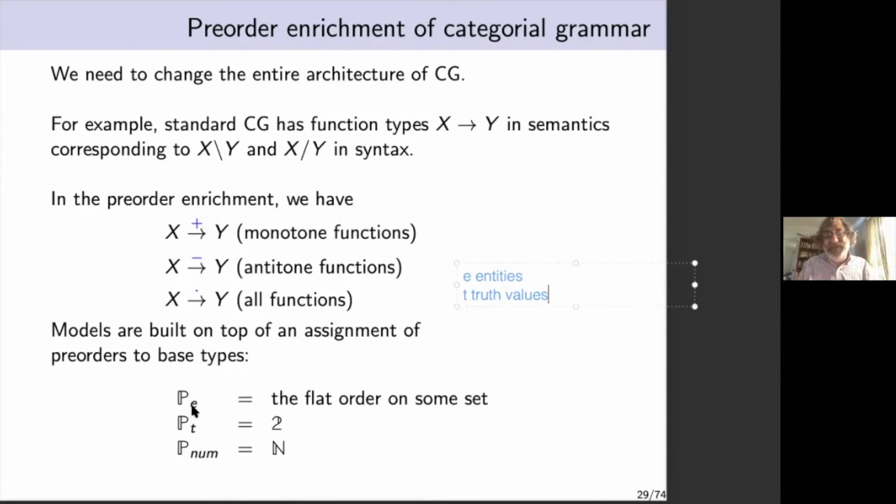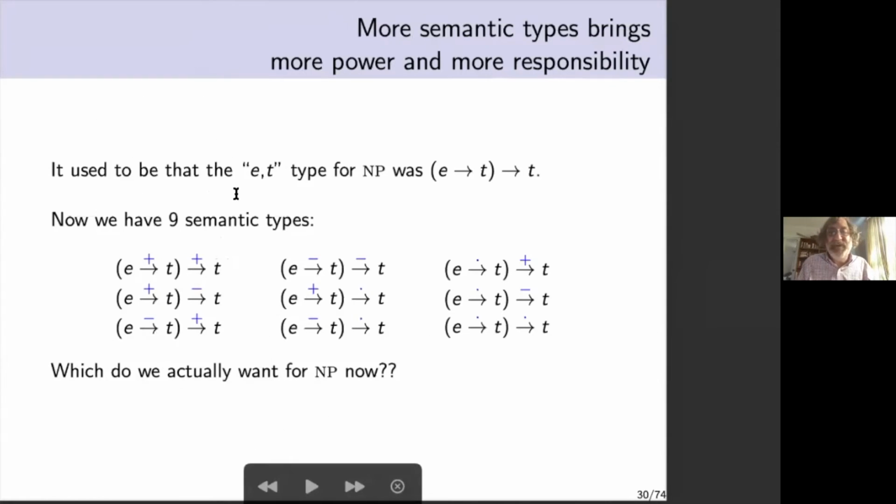And so I usually would insist that the pre-order for the entities is a flat pre-order, right? If I think about the people in the room, it's unordered in any kind of interesting way. The truth values is always ordered. And I'm going to want to use numbers, so that will be ordered as, let's say, the natural numbers. Okay, good. So now this is the phrase. E to T is the type for things like intransitive verbs or nouns, and ETT is the type for noun phrases like the man, five birds, something like that.